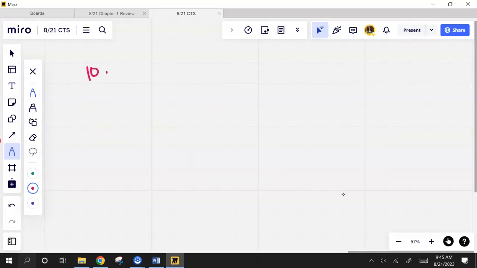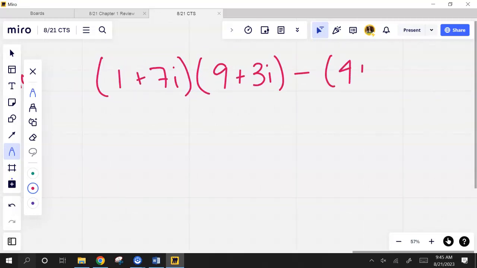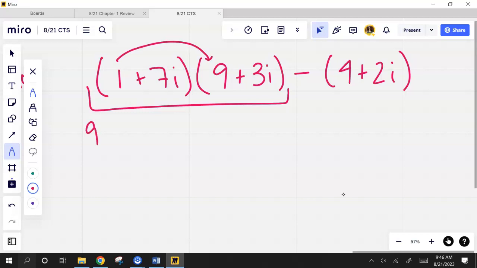All right, number 10. That's exactly right. Why did you do that first? PEMDAS, order of operations. You're exactly right. Multiplication comes before addition or subtraction. So the first thing I'm going to do is multiply these two out. It's a FOIL situation, right? 9 plus 3i. Now I'm done with this one.